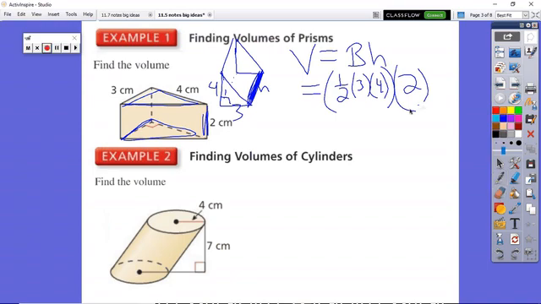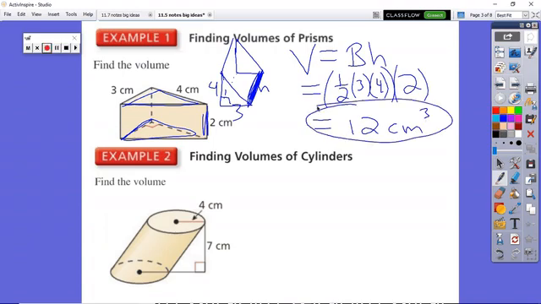And again, it's a little tricky because you're talking about different heights. One's the height of a triangle, one's the height of the prism. So be careful, make sure you're typing in the proper things. And you get 12, and again, it's cubic units now, so 12 cubic centimeters.